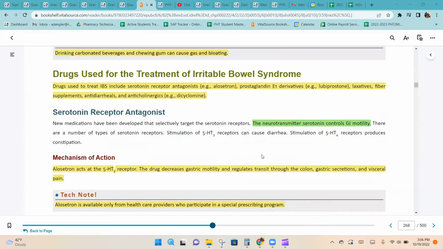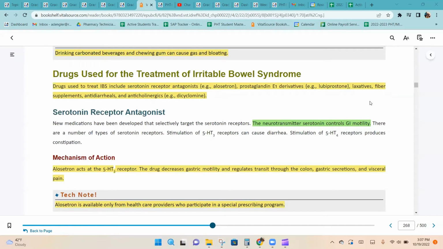Drugs used to treat IBS include serotonin receptor antagonists like alosetron, prostaglandin E1 derivatives like lubiprostone, laxatives, fiber supplements, antidiarrheals, and anticholinergics like dicyclomine.